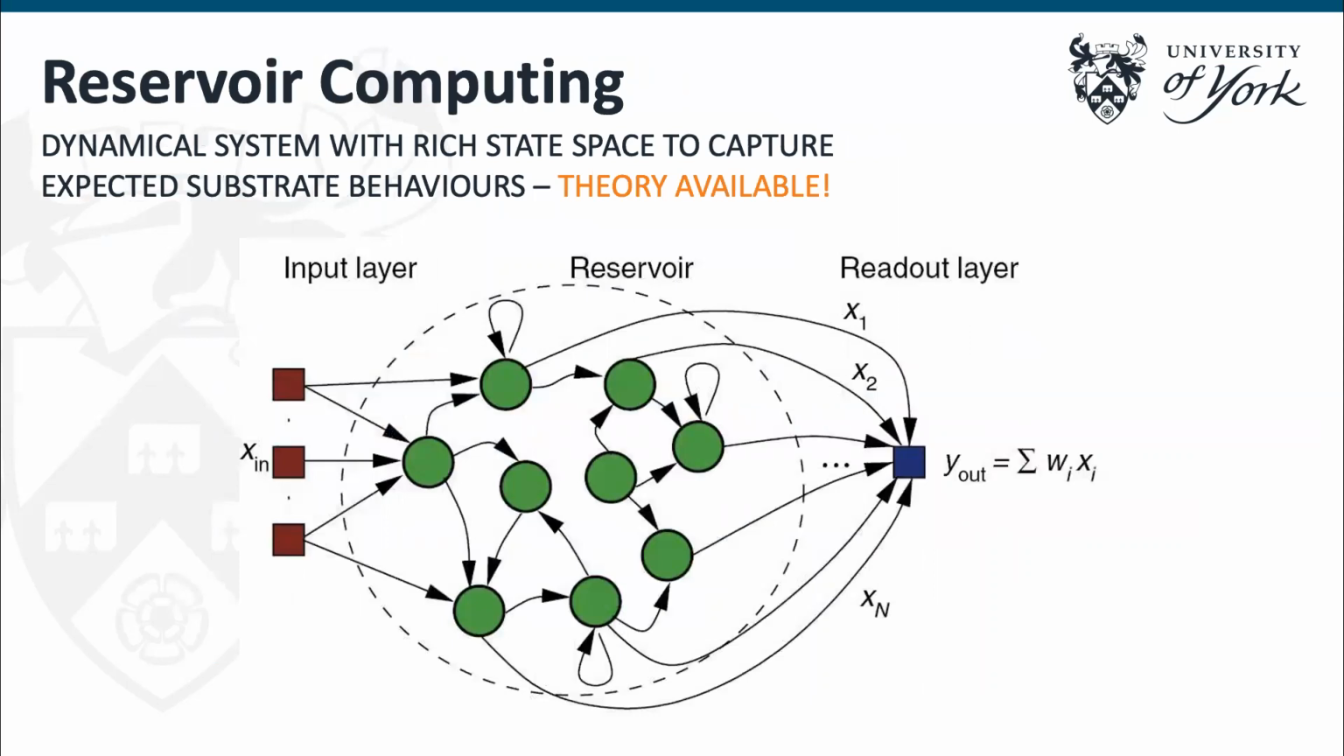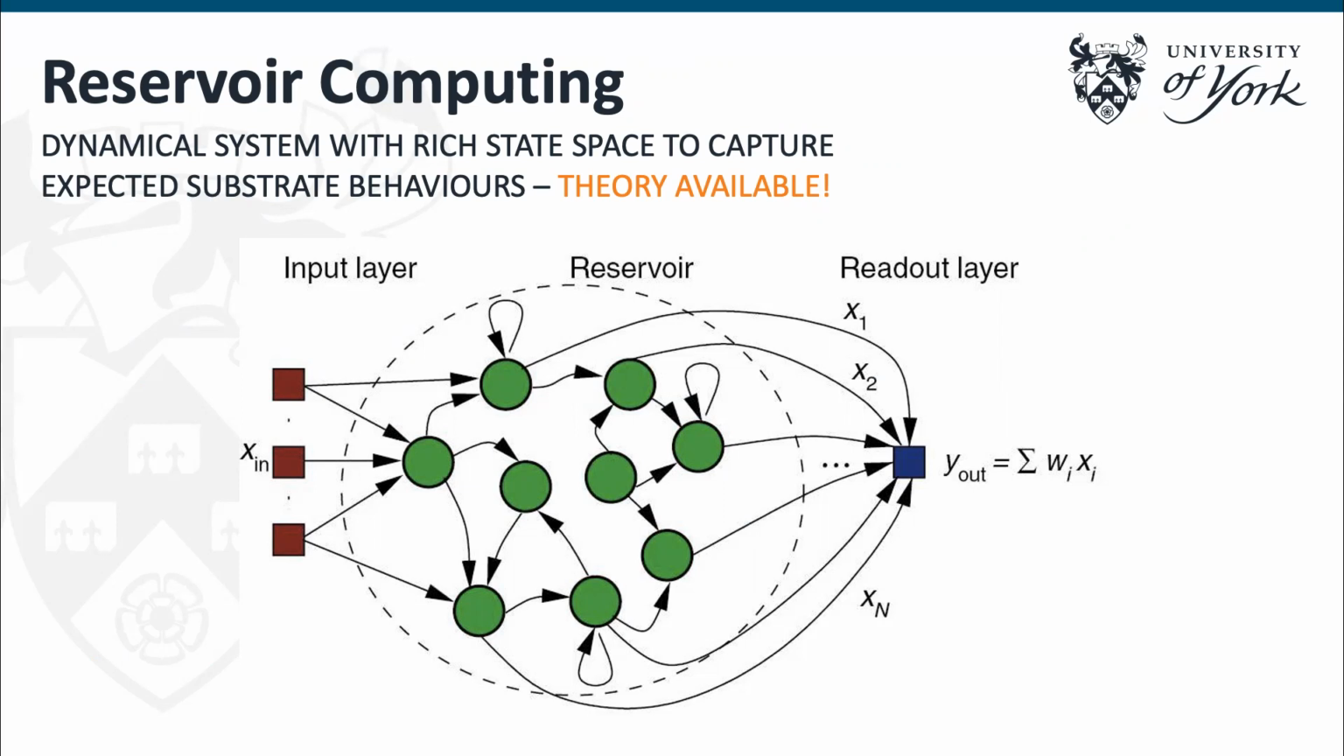Reservoir computing is a subset of dynamical systems. It has a large, rich state space. It's based on echo-state networks, so the theory is available. The blob in the middle is the mathematical model, conceived using an echo-state neural network. And the whole theory in reservoir computing is based on that.